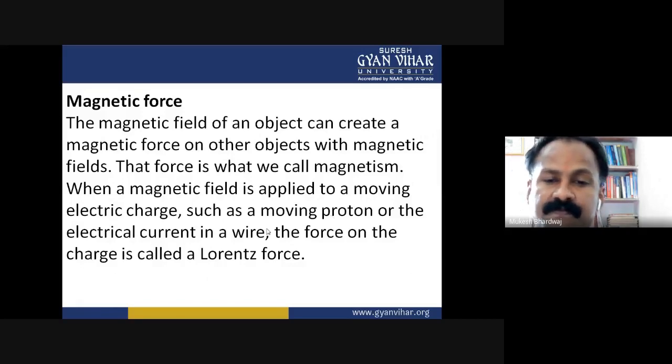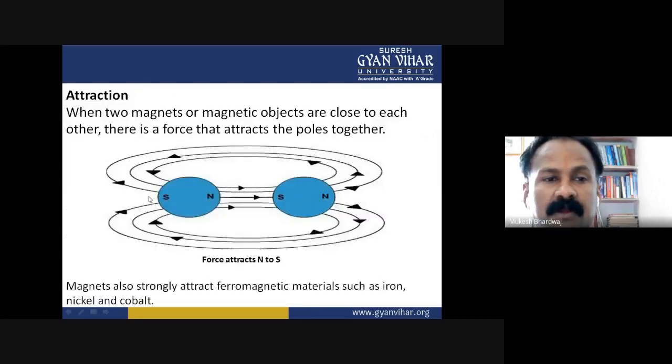Attraction: when two magnets or magnetic objects are close to each other, there is a force that attracts the poles together. The figure shows magnets also strongly attract ferromagnetic materials such as iron, nickel, and cobalt. The force attracts north to south. That is, like poles repel each other, and unlike poles attract each other.